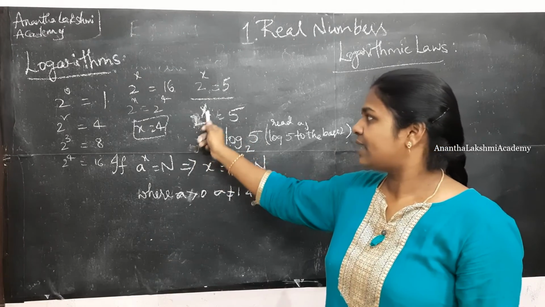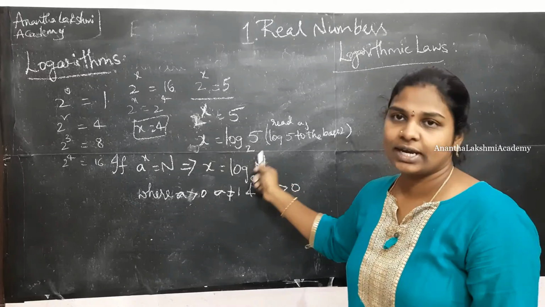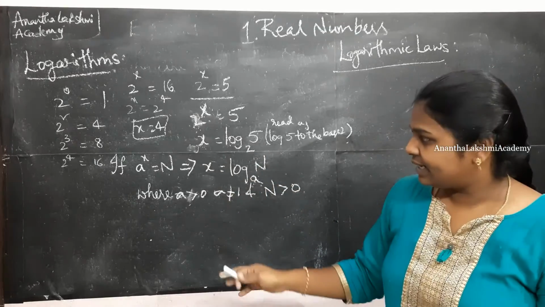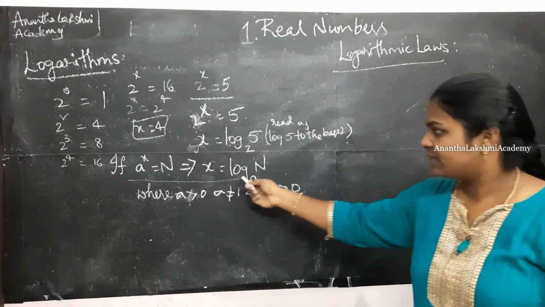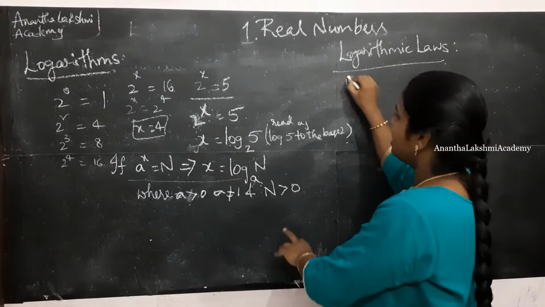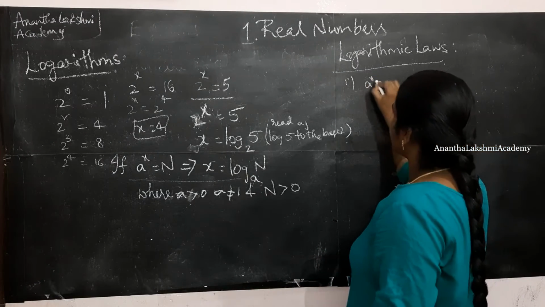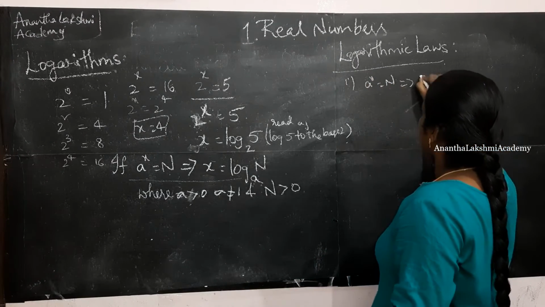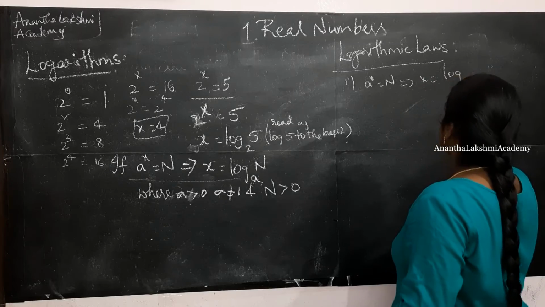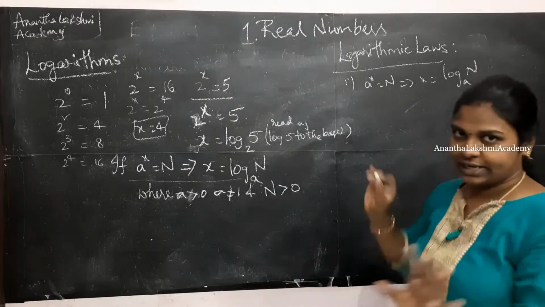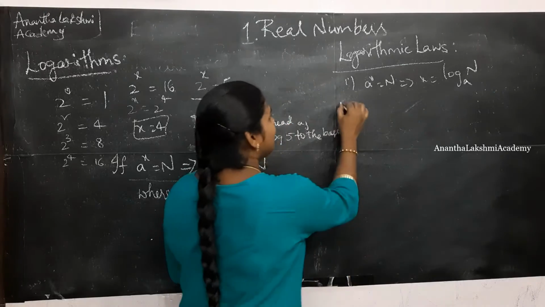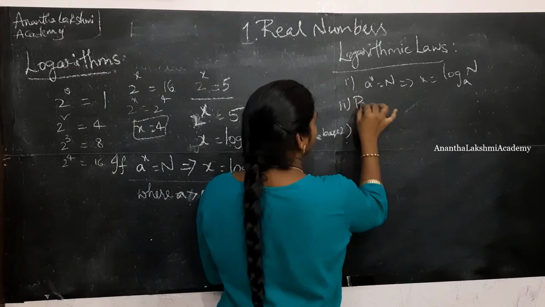When you write a power x is equal to n, x is equal to log n to the base a. That is how we write it. That is a generalized statement which we have already known. First thing is, if a power x is equal to n, what does x become? Log n to the base a, which we have already learnt. Now, the second thing is the product rule.